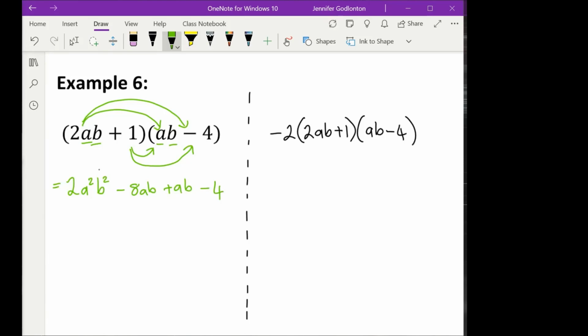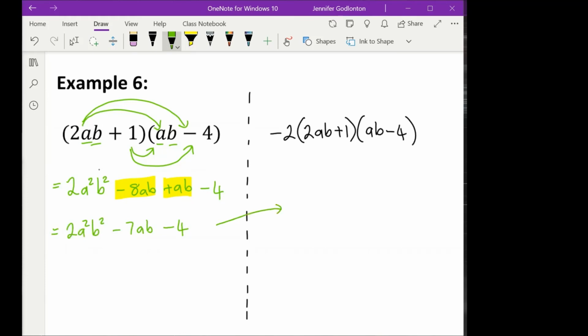Now, if you were able to get that step, that is great. If you haven't done exponents in class yet, then that first term may have felt really tough. And as long as you sort of attempted and you were seeing which terms need to multiply by which, I'm happy. Okay, so that first term I'm going to keep as 2a squared b squared, and negative 8 plus 1 is negative 7ab, and then I have my minus 4, and that's my final answer.